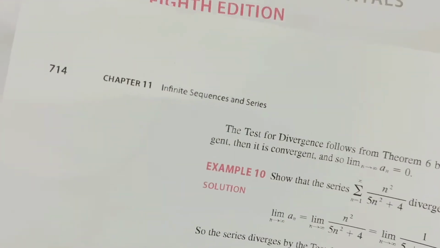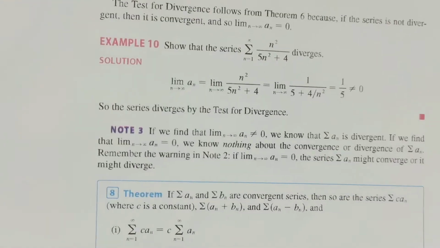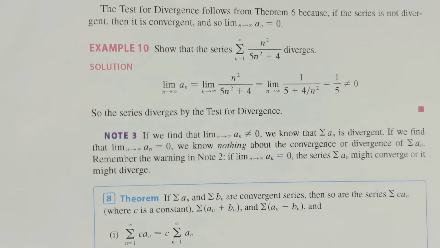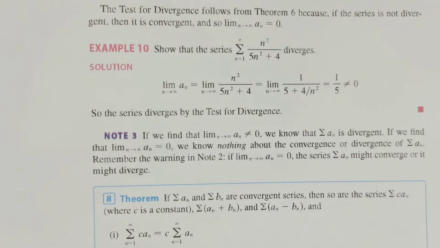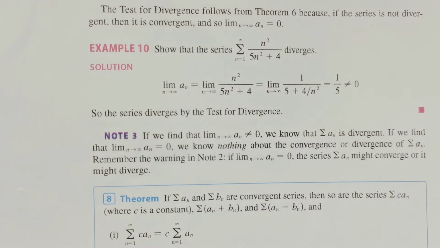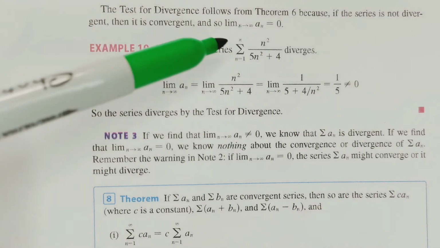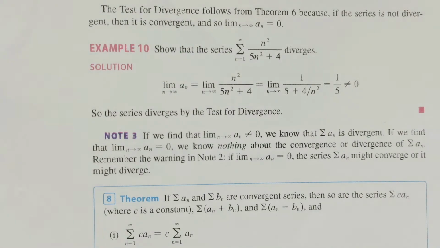I want you to go to page 714. We have example 10 on that page. So we have this series, summation of n squared over 5n squared plus 4, n ranges from 1 to infinity. You have to show that this series is divergent.